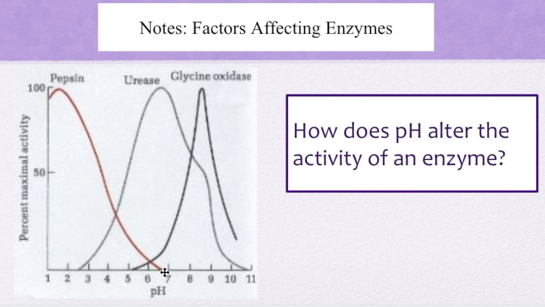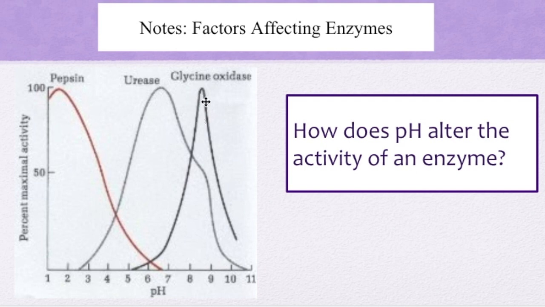Pepsin actually is an enzyme that can be found in your stomach. It helps to break down protein. And you probably have heard about stomach acid. You know that if it's an acid, it's probably pretty acidic. So it makes sense that pepsin would work inside of an acidic condition. Urease, quite different. It functions at an optimal pH of right around neutral, right around 7. And then this glycine oxidase seems to work a little bit more basic. This has an optimal pH right about 9.